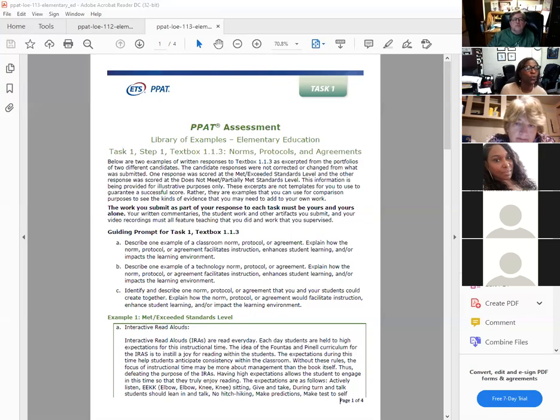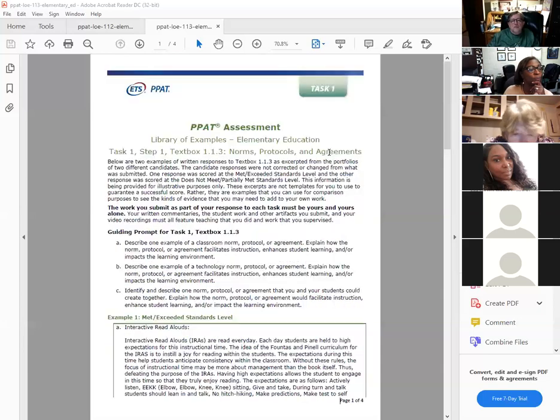Okay, let's focus on norms, protocols, and agreements. Norms are the strategies, activities, rules, and regulations that have been set for your class. Protocols are just the procedures that you say we're going to do every day. One protocol may be that as soon as you enter the room, there's a morning work assignment, and you have to sit down and get started. And then agreements are what we as a classroom decide that we're going to do.